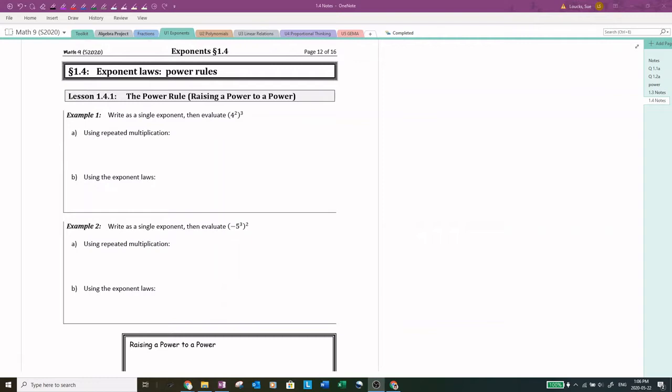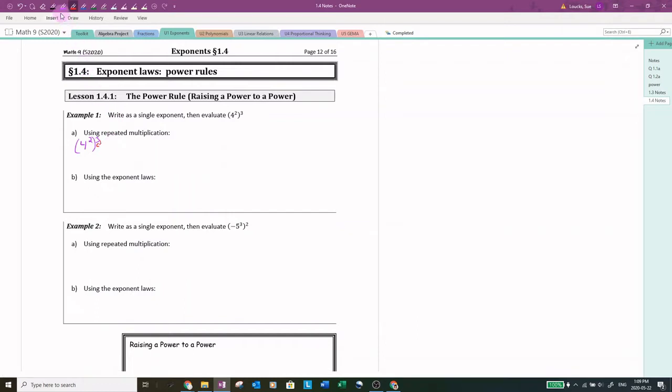All right, we're going to start with looking at the power rule, raising a power to a power. So we're going to look at the example of evaluating 4 squared all cubed. First, we're going to write it as a single exponent and then evaluate it. So let's look at what this actually means. We have 4 squared cubed. So the 3 exponent is applying to everything that's inside the brackets, right? That's the bonus rule I keep talking about. The exponent only affects what it's touching.